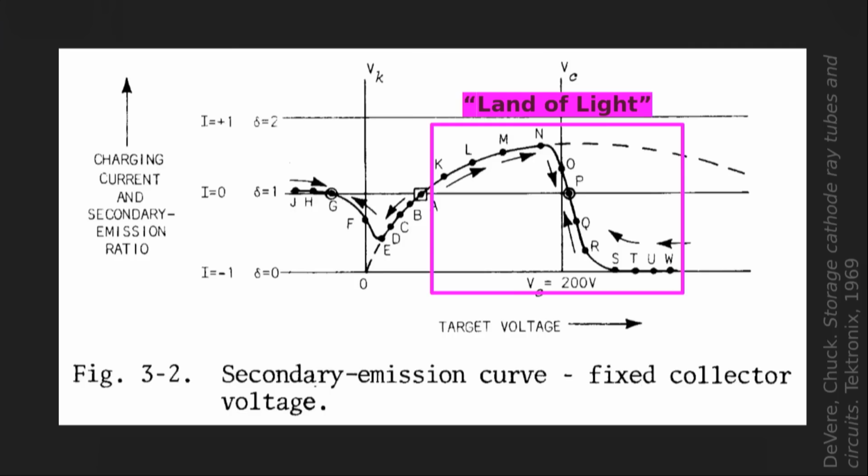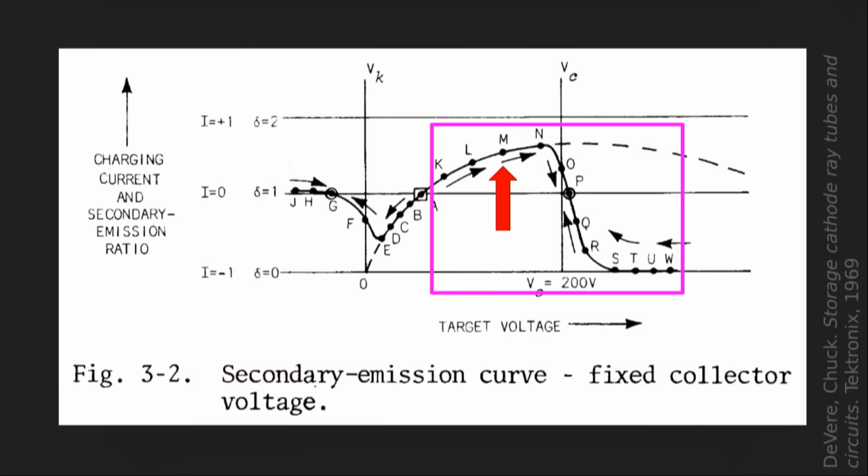So let's call this the land of light. Why not? Here's the kind of thing that happens here. Actually, it's three things. First, a more positive faceplate draws the flood gun electron towards itself faster. Next, because the impact is so energetic and penetrating, it ejects 2 secondary electrons, not just 1. It makes this part of the screen even more positive, and that's important. And finally, as mentioned, the energetic impact causes the phosphor to glow.